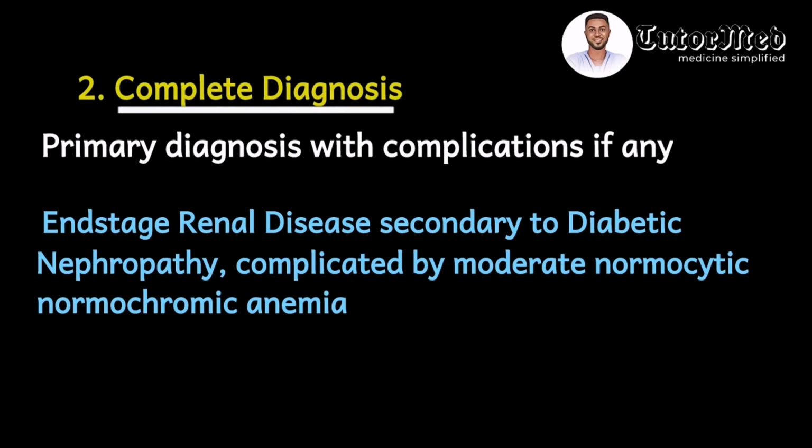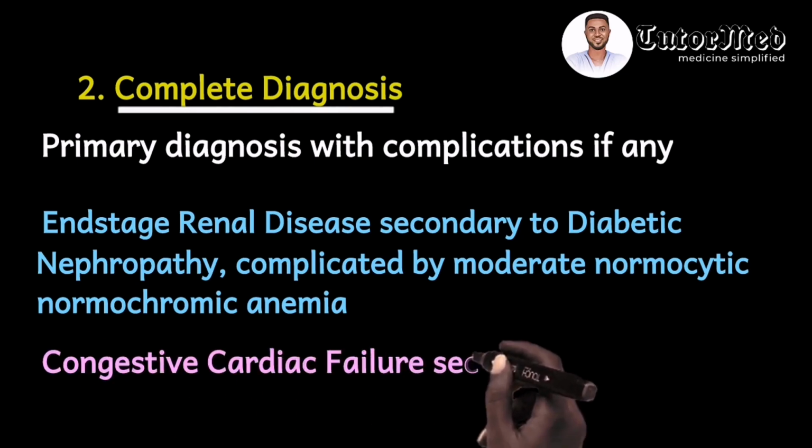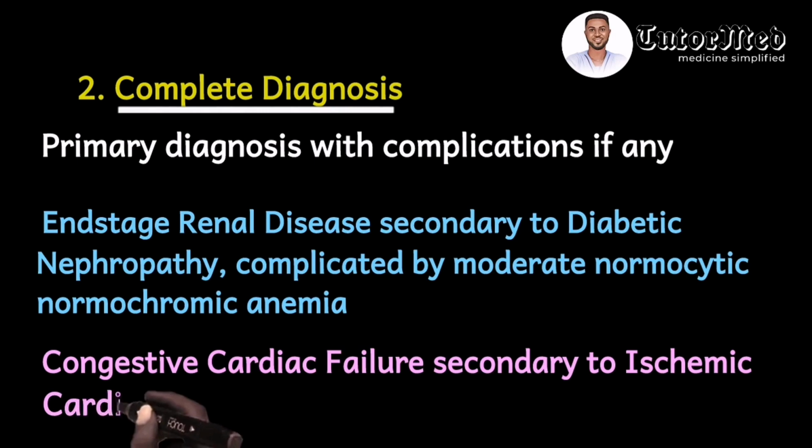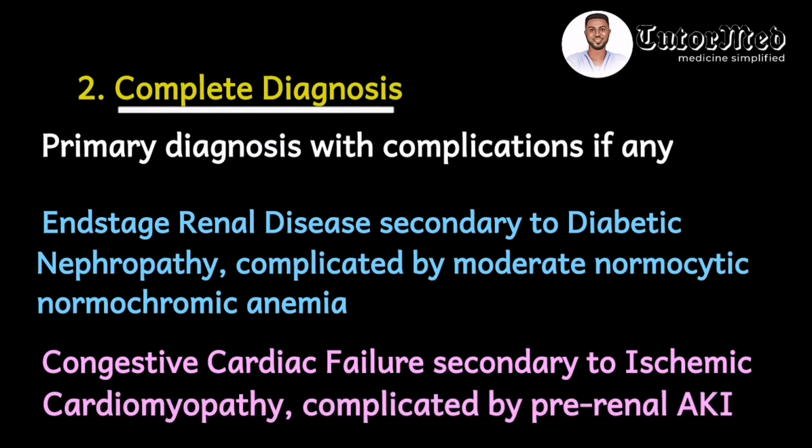Then let's take a second example. We are currently managing her for congestive cardiac failure, secondary to ischemic cardiomyopathy, and complicated by a pre-renal AKI. And so this is also a complete diagnosis. The patient had an ischemic heart disease, maybe a multi-vessel disease some time back, and it has led to congestive cardiac failure. And this whole condition has been complicated by a pre-renal AKI because of decreased renal perfusion. And so your opening statement, and then you tell us the diagnosis, which should be a complete one.